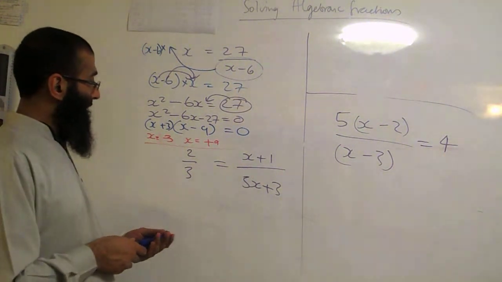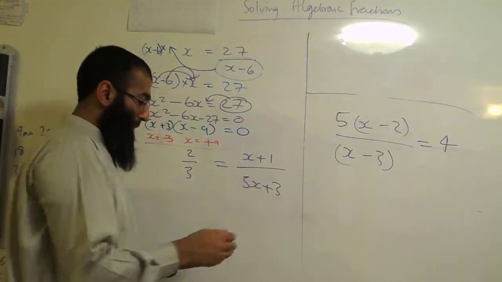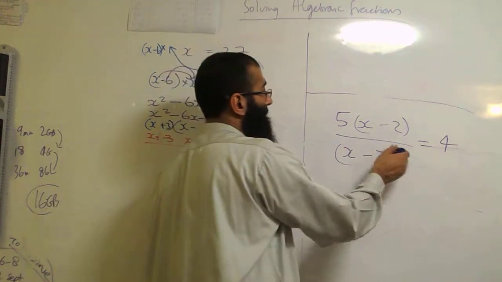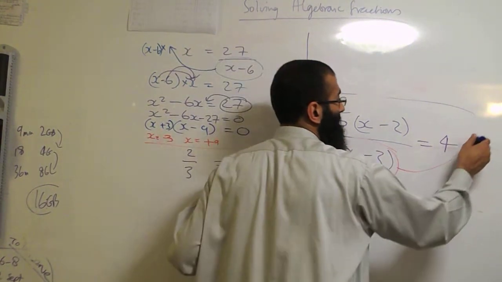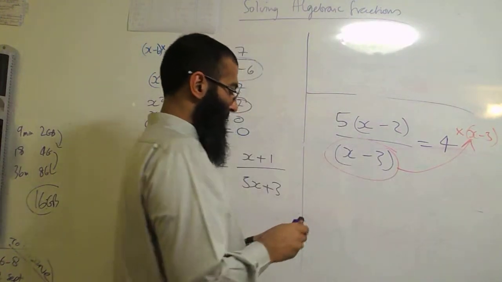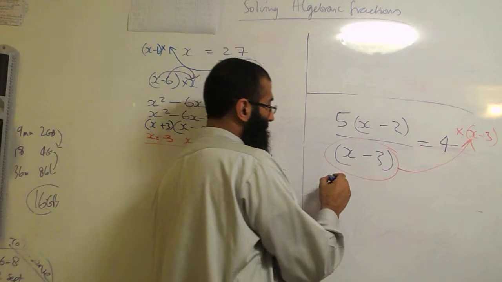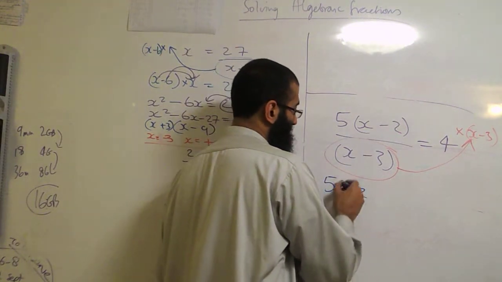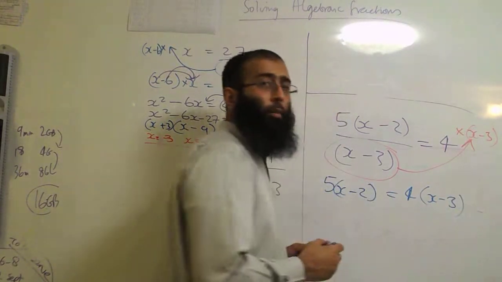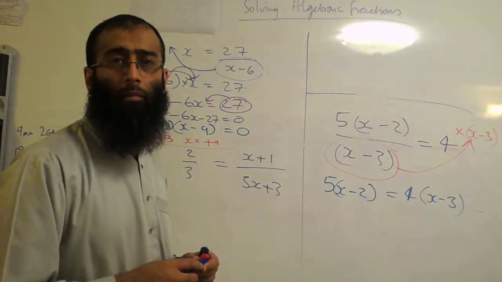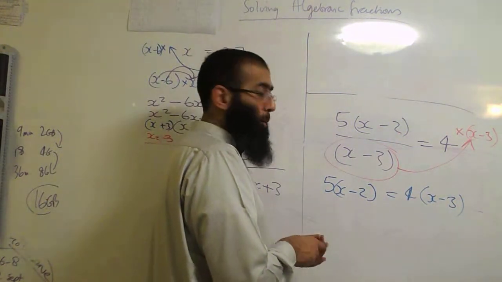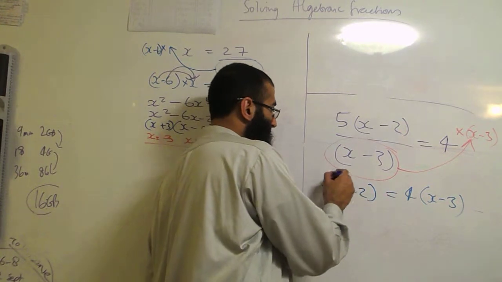Okay, here comes the next question, which is on this side over here. So again we have x on the top and x on the bottom. The opposite of dividing this side by x is to times this side by x. So now we can rewrite this top part as 5 times x minus 2 equals 4 times x minus 3. Right? Now what happens here? We need to multiply out these brackets to release the x and the numbers.